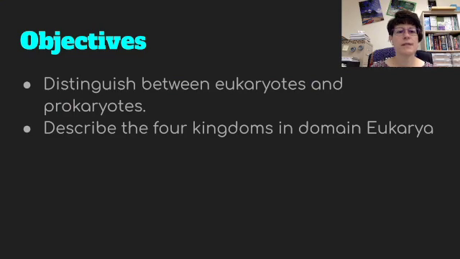So our objectives today were to distinguish between eukaryotes and prokaryotes, eukaryotes having a nucleus, prokaryotes don't, and describe the four kingdoms in domain Eukarya, which are Protista, fungi, plantae, and Animalia. So don't forget your 5 questions in your margin and to keep watching this video to answer the questions at the end. And also start studying for that test.